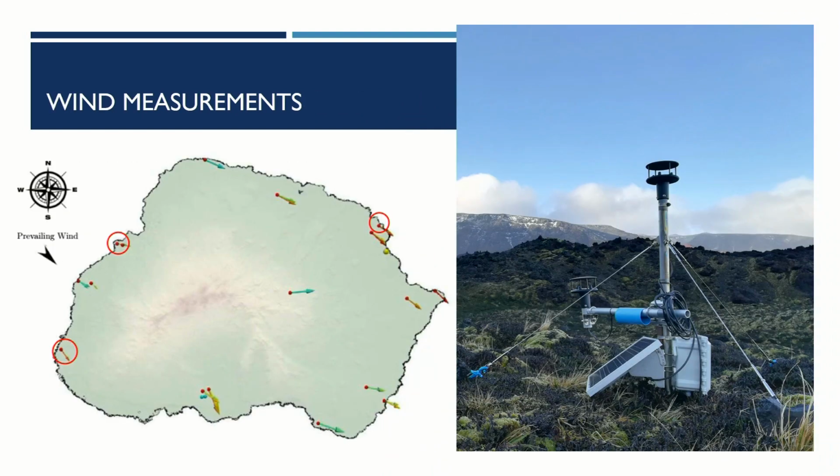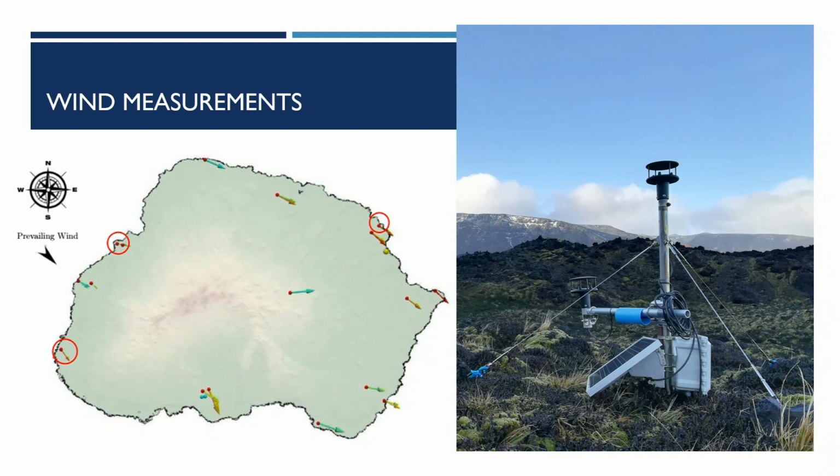Next. Okay, so we also deployed 17 wind stations all around the island. Each station had 2 sonic anemometers. Sonic anemometers, no moving parts because maintenance. And then some of this data was used as inputs to the computational fluid dynamics model, and then some of the data was used to validate the model afterwards as well.